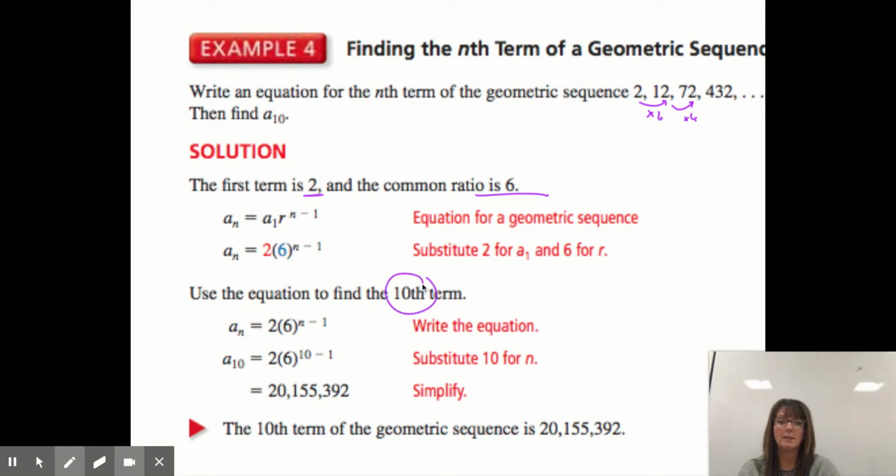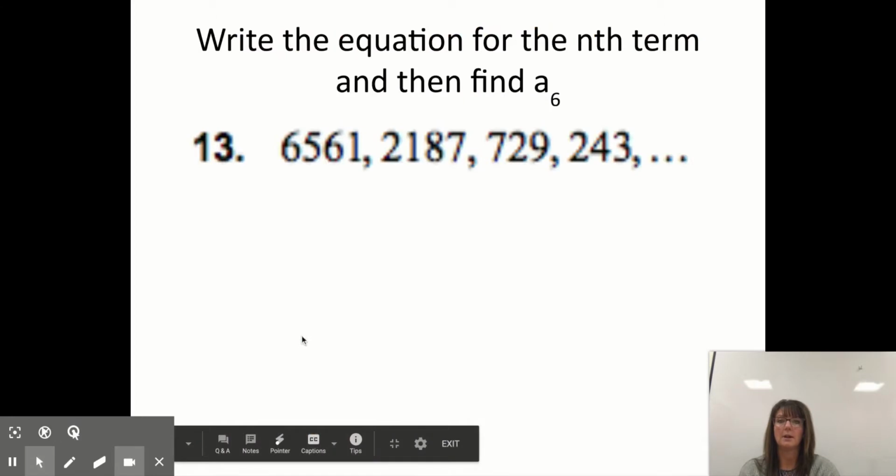So when we want the 10th term, now n becomes equal to 10. So we have 6 to the 9th power, and then that times 2. Remember, we want to take 10 minus 1, which is 9, 6 raised to the 9th power, then take that times 2. So don't forget about the order of operations. All right. Now, number 13, here we go.